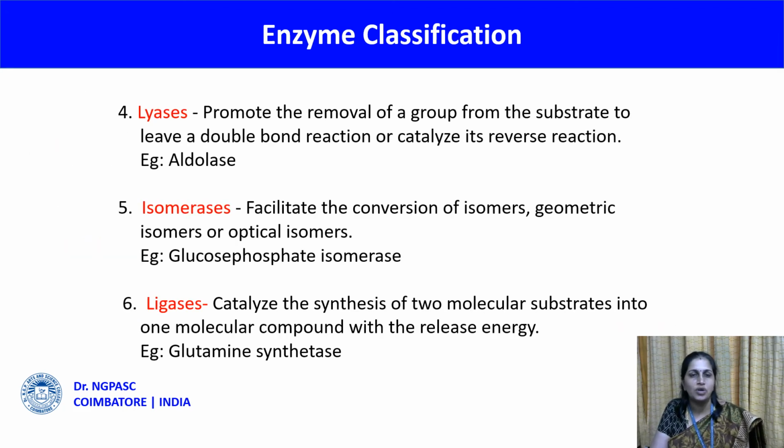Fourth class of enzymes are lyases, which promote the removal of a group from the substrate to leave a double bond, or catalyze the reverse reaction. Aldolases are one of the lyases. Fifth class is isomerases. These are enzymes which facilitate the conversion of isomers, geometric isomers or optical isomers. For example, glucose phosphate isomerase. Sixth class is ligases. Ligases are enzymes which catalyze the synthesis of two molecular substrates into one molecular compound with energy. For example, glutamine synthetase.